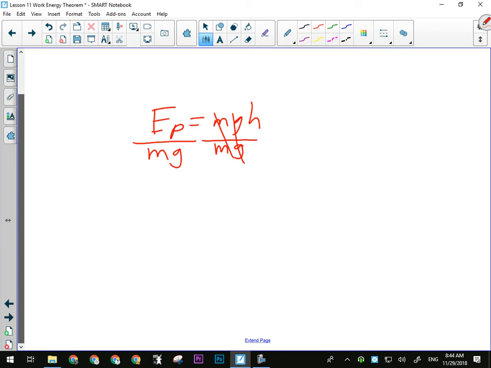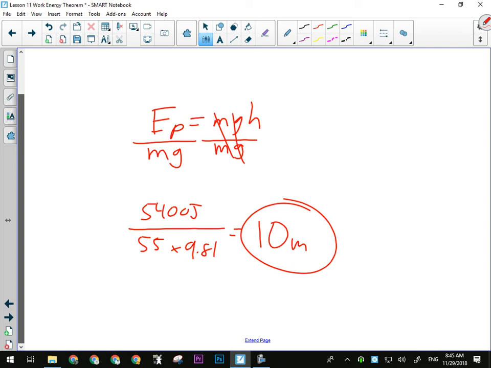Everybody all right with that? If I want to move something, I do the opposite. Do what I do to both sides, and then I plug in my numbers. 5,400 joules divided by 55 kilograms, that was the mass of the diver, times 9.81, and we should get that it's the 10-meter diving platform. That's the tall one. Everybody all right with that? Not an overly difficult formula to use. Everything's just being multiplied, so to move anything, you just divide.